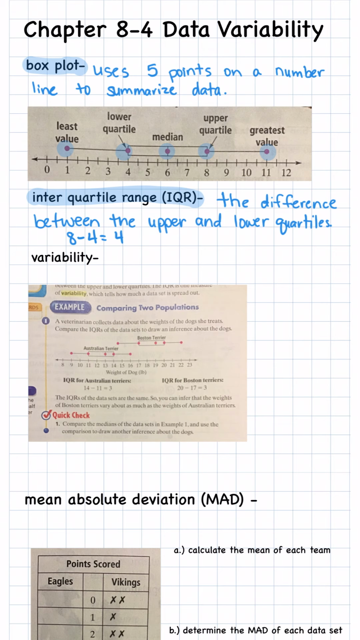The IQR is one measure of variability, which tells how much a data set is spread out. So variability tells how much a data set is spread out.